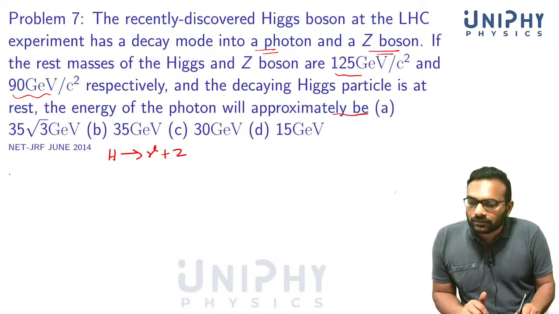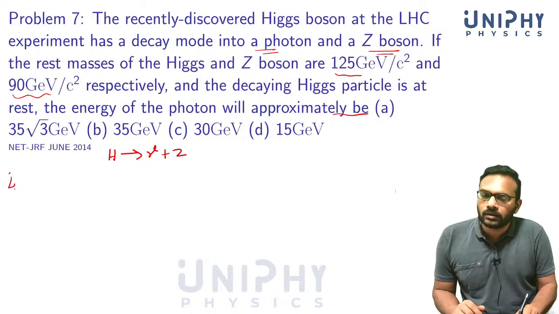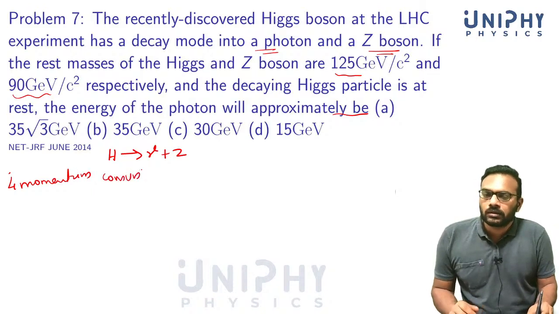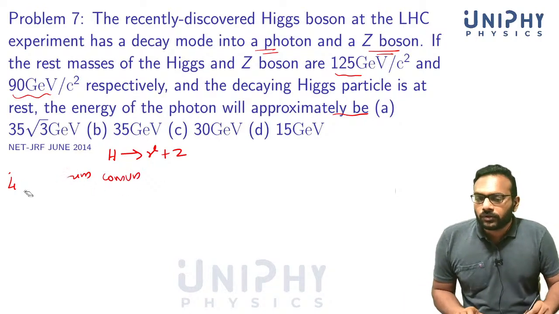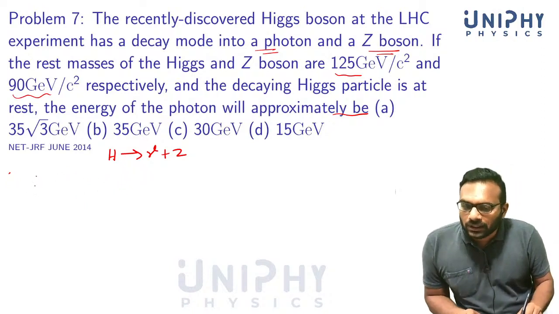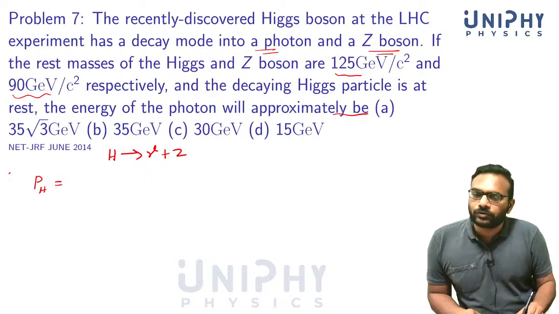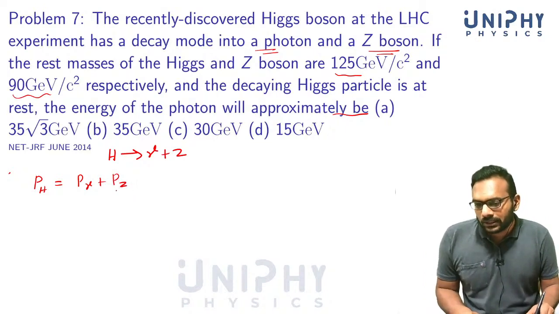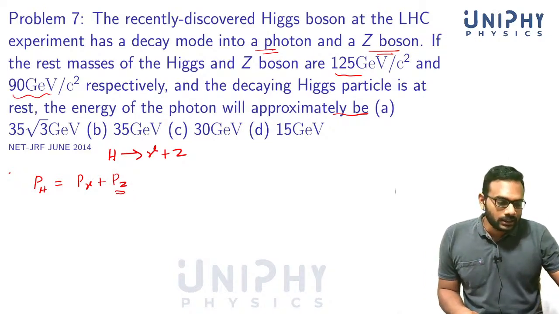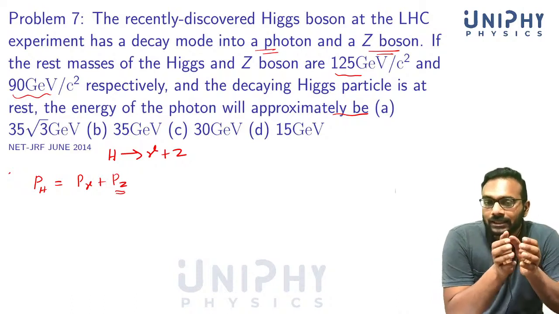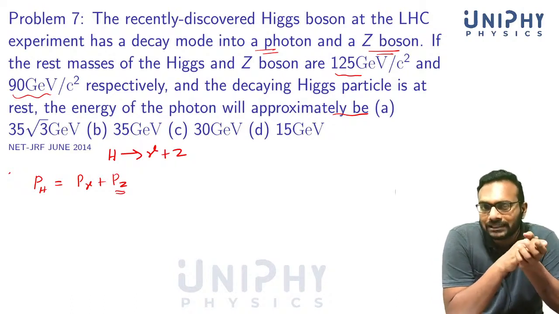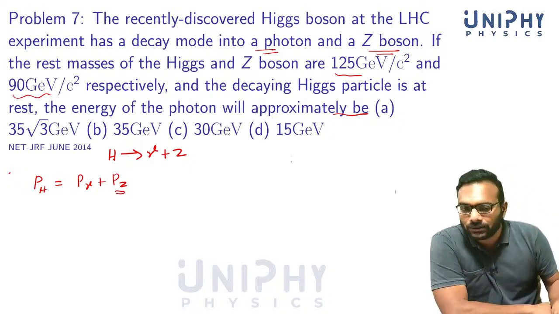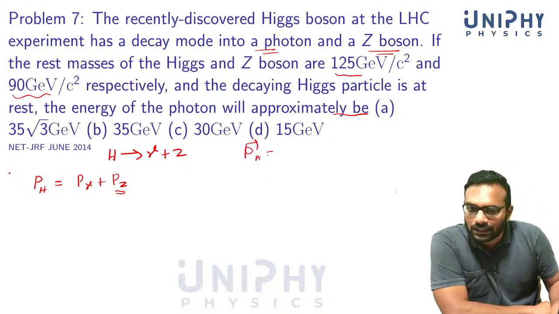Now we write the conservation of 4 momentum. The 4 momentum of the Higgs boson, the decaying particle, is equal to the sum of the 4 momenta of the photon and the Z boson. And we have this important information that the Higgs boson is at rest. We are talking about the frame in which the Higgs boson is at rest, which means that the 3 momentum pH is equal to 0.